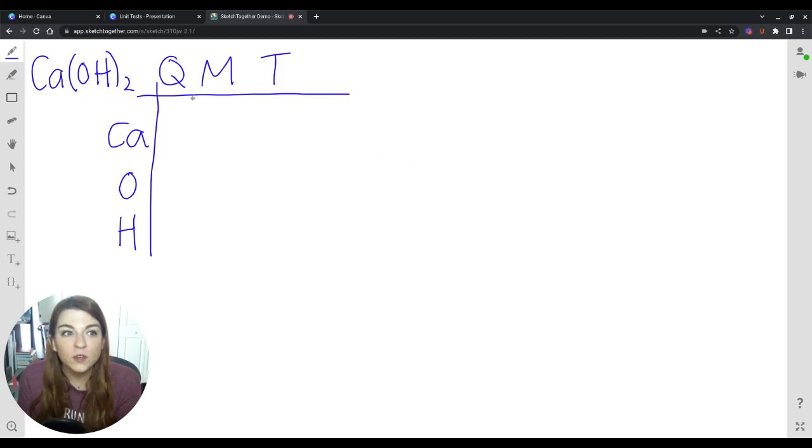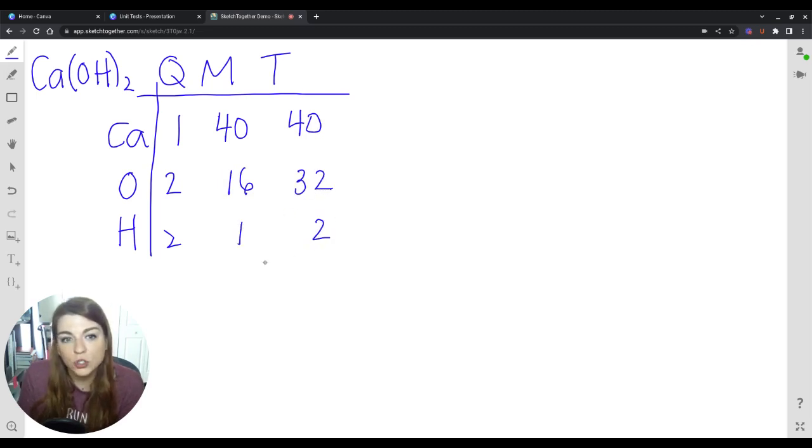I'm going to do the same for the calcium hydroxide, Ca(OH)2, with 1, 2, and 2. Don't forget those parentheses. Calcium is 40, giving us 40 in total. Oxygen is 16, giving us 32. Hydrogen has a mass of 1, giving us 2 in total, and this comes out to 74 grams per mole.